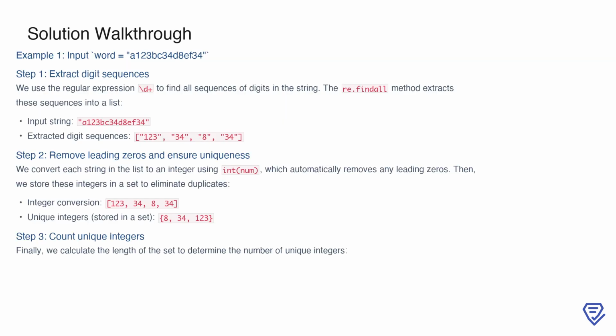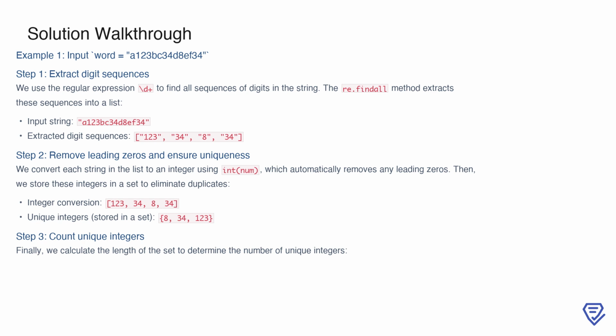Let's walk through the first example where the input string is word equals A123BC34D80F34. The first step is to extract all sequences of digits from the string. Using the regular expression \d+, we can identify these sequences. Here, the digit sequences extracted are 123, 34, 08, and another 34. Next, we need to remove any leading zeros and ensure we only keep unique integers. By converting each string into an integer using the int function, leading zeros are automatically stripped, and we get the values 123, 34, 8, 34.